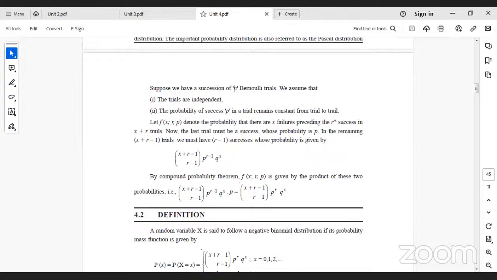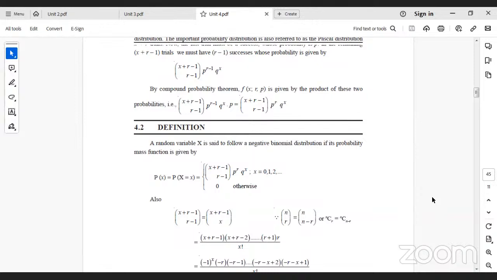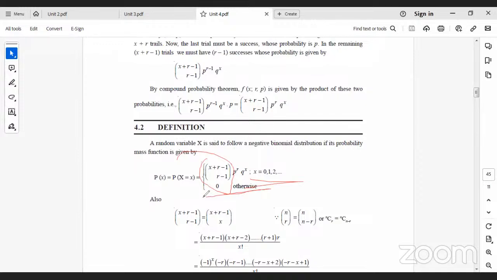By the compound probability theorem, f(x; r, p) is the product of these two probabilities: C(x + r - 1, r - 1) p^r q^x. We take this as the definition: a random variable x is said to follow a negative binomial distribution if its probability mass function is P(x) = C(x + r - 1, r - 1) p^r q^x for x = 0, 1, 2, and zero otherwise.